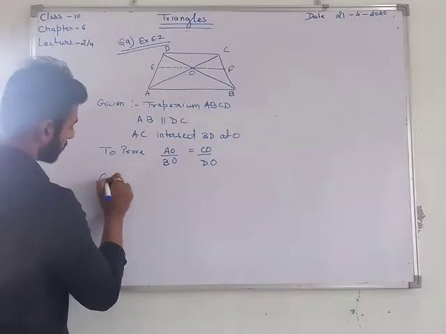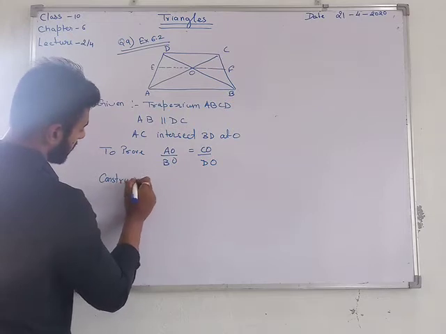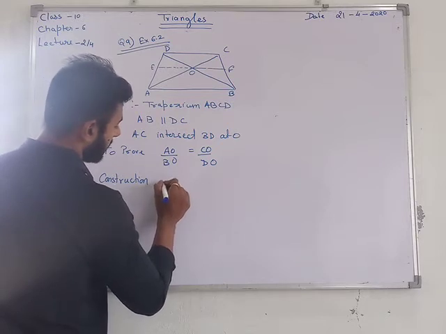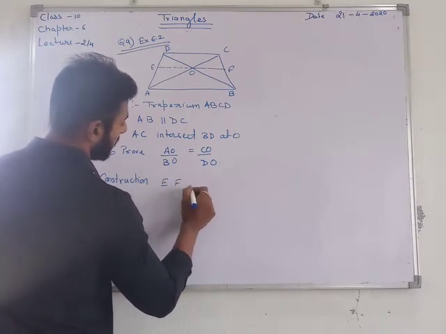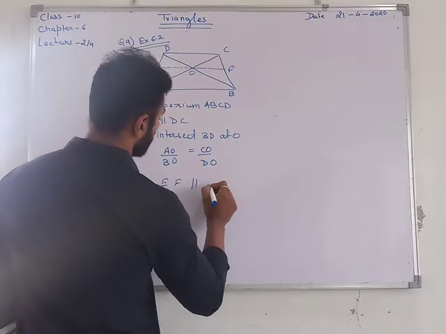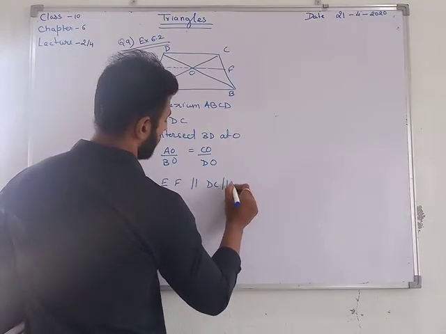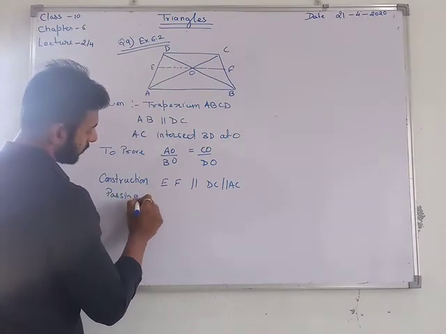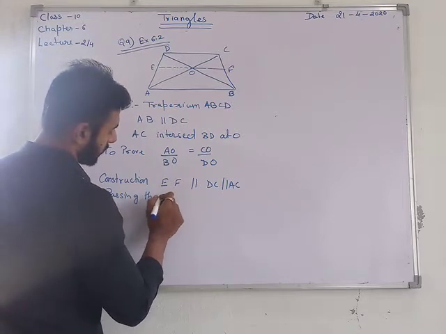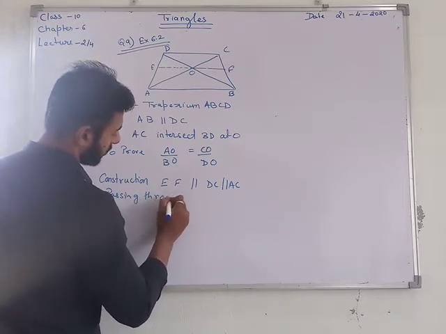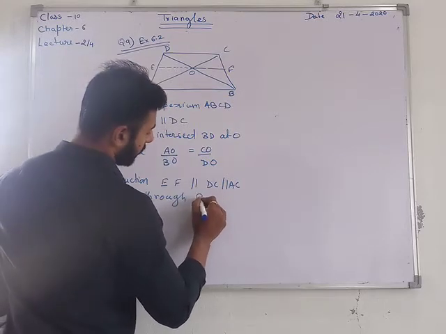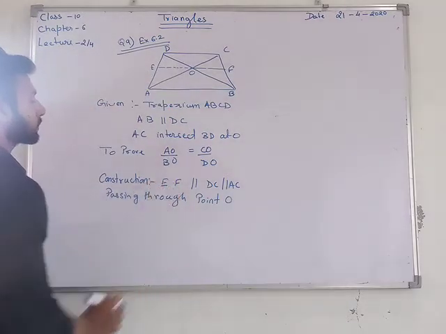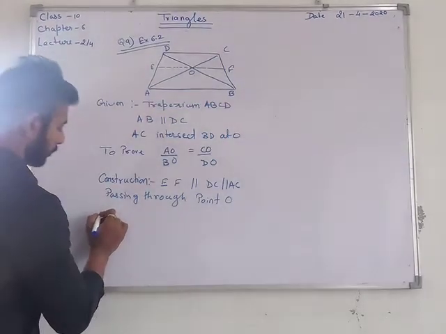Now construction. Construction is we are making EF parallel to DC and parallel to AB, passing through point O. Now this is the construction. Now proof.